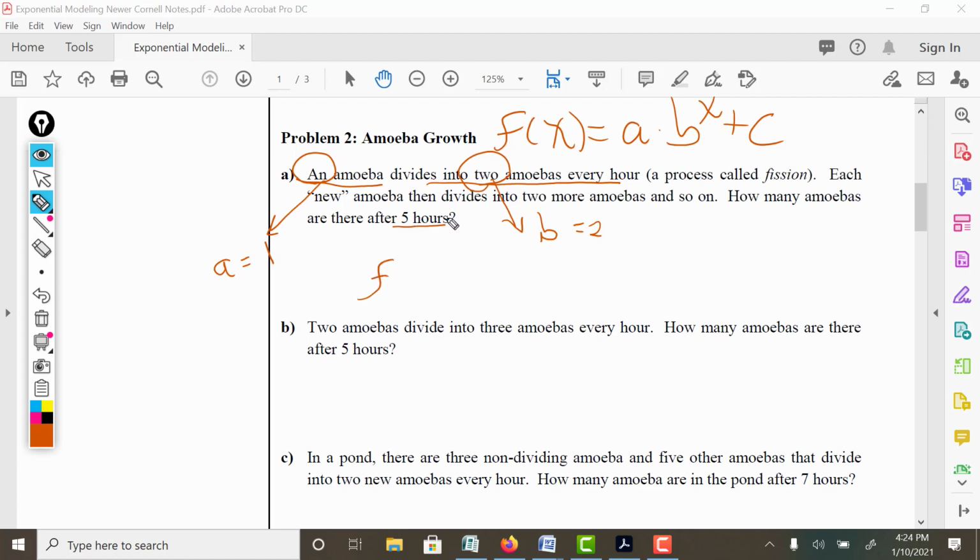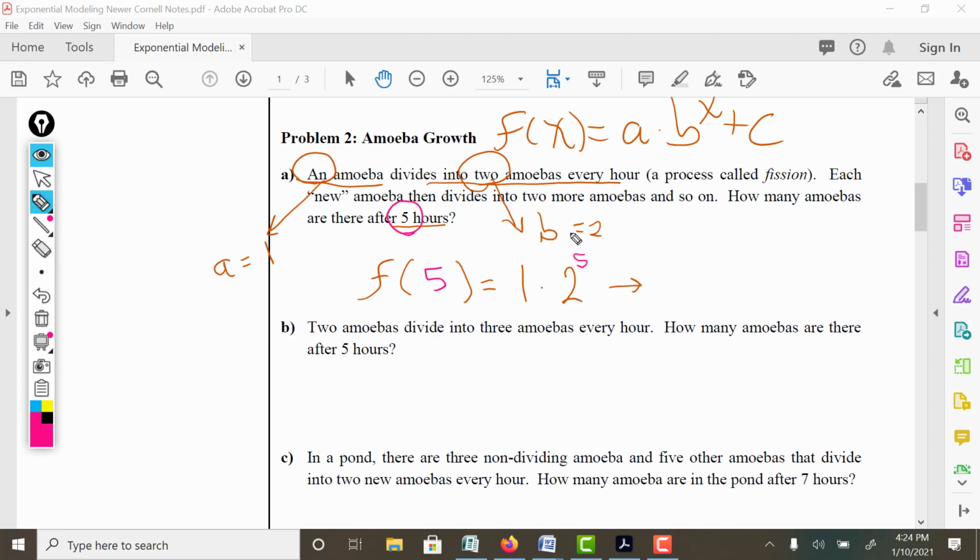We are talking about time. So I'm going to change the x to a t. And we would have 1 times 2 to the t power. Again, there is no c in this situation. Now, what we would do is we would go ahead and replace t, in this case, with a 5.